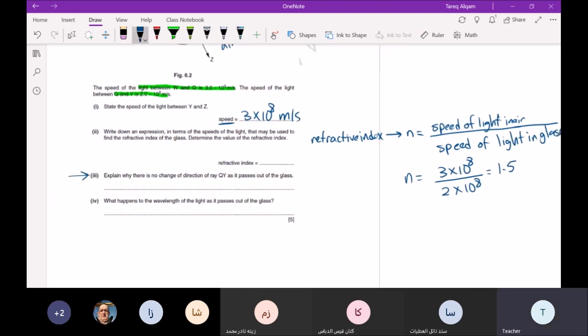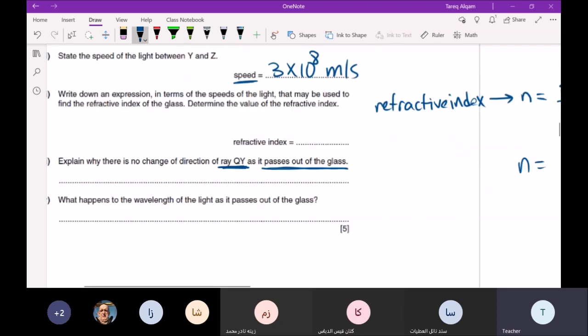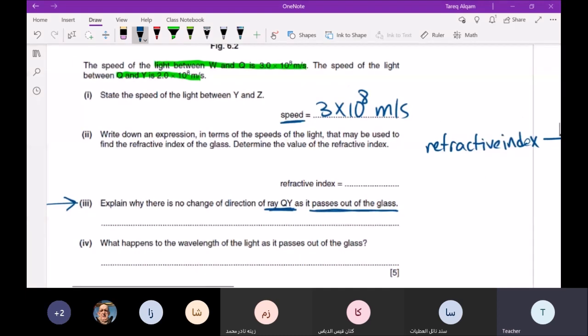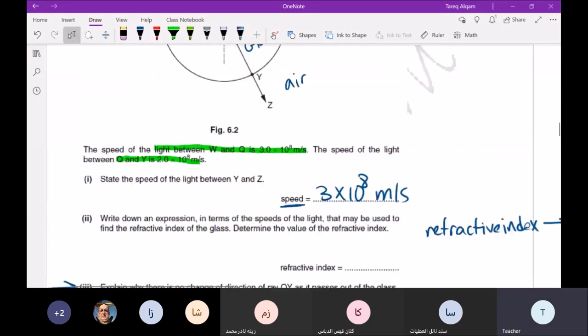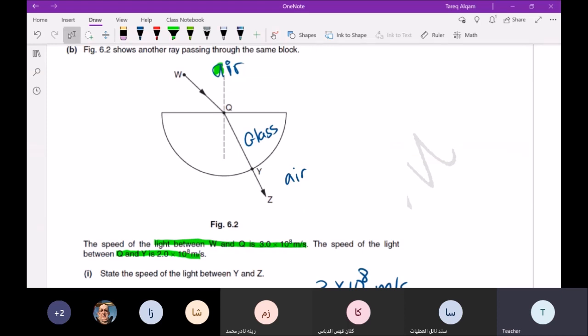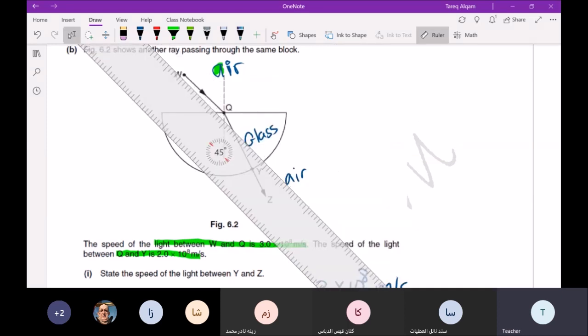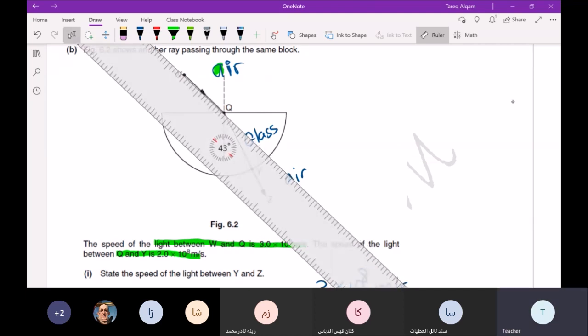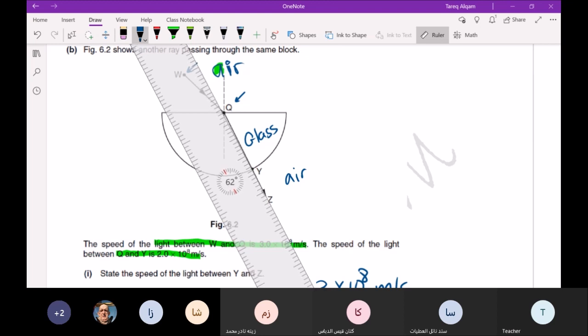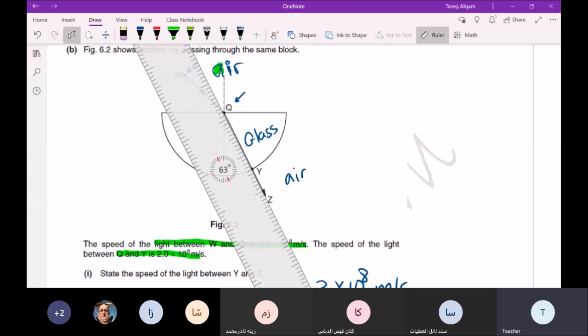Explain why there is no change in the direction of ray PQ as it passes out of the glass. Please focus with me. Pay attention to this, guys, please. Look here, please. This is an incident ray, W to Q. Did you see it? The light ray bends towards the normal, but at point Y, the light ray continues in the same direction. It's not bending. Why is it not bending? Because, guys, it lies on the normal.